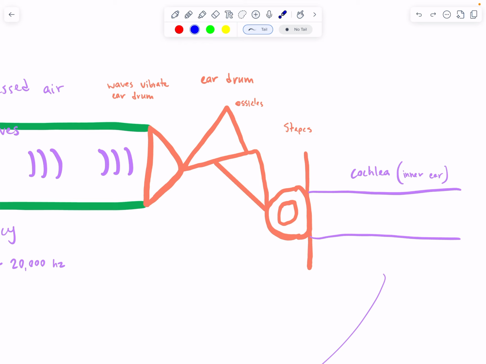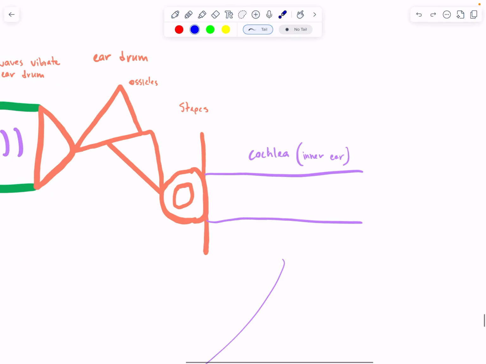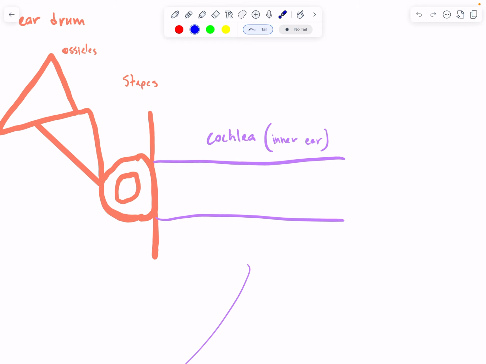These are very sensitive, so when the sound waves hit them, they're going to move. Sorry, this is the eardrum. My bad. Eardrum, malleus, incus, stapes. So this is going to move, and it's going to hit right here. This is called the oval window.